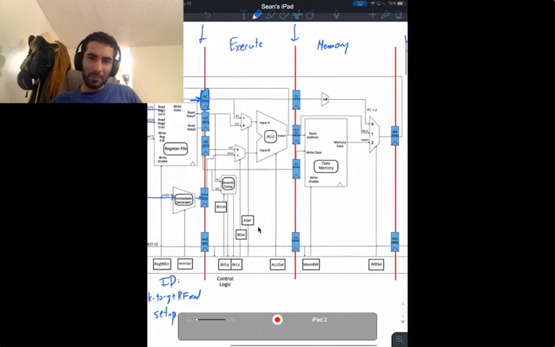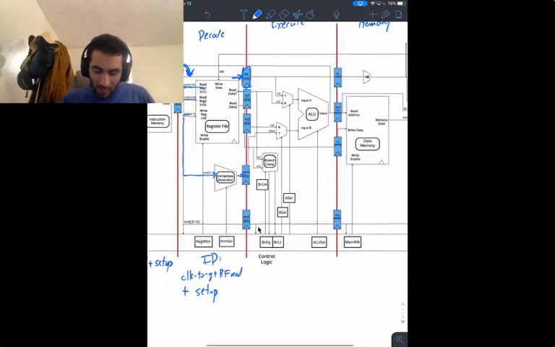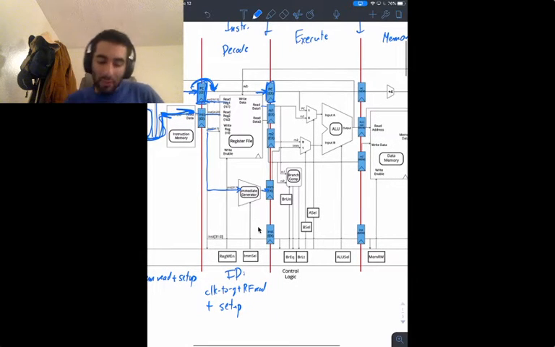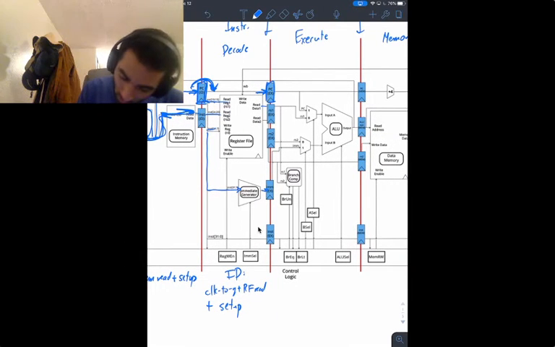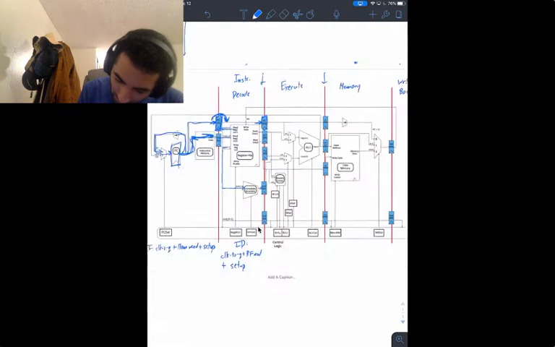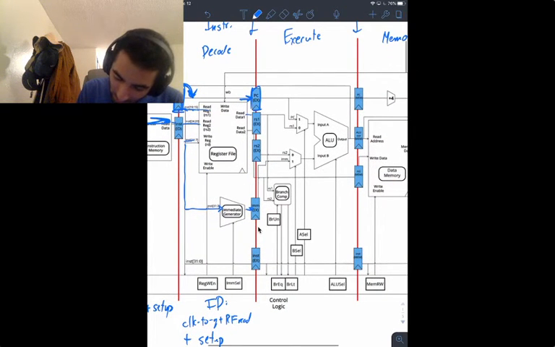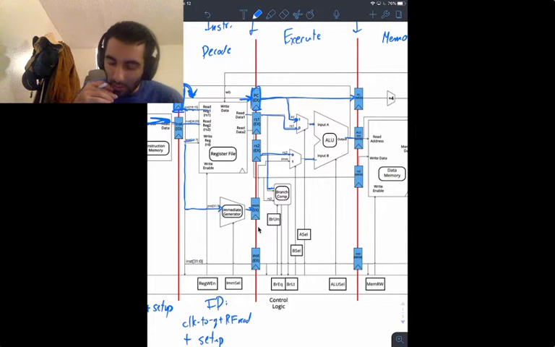All right, so that's what we have for the ID stage. The execute stage is where we have a lot more paths. This is one path, which is obviously going to be the fastest one. We have this path, which goes through a mux and then through the ALU. This is a similar path, mux to ALU. This is a similar path, mux to ALU. This is a path of branch comparison. Those are basically our different paths.